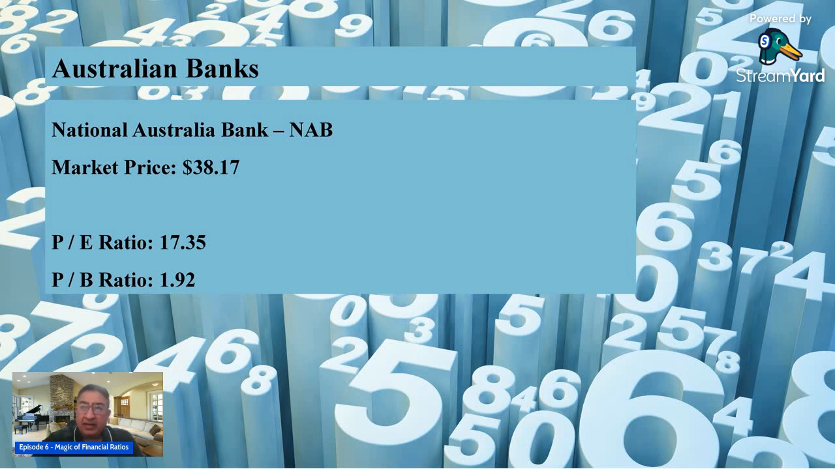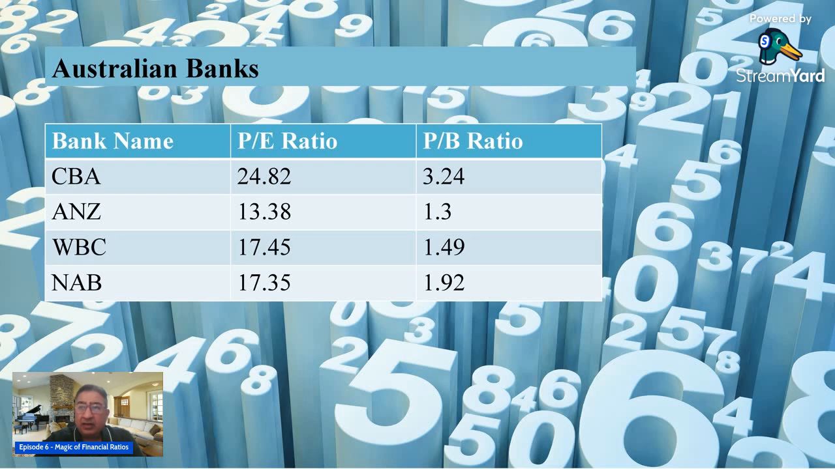Now let us put all this data together and see how they stack up. Clearly, if you are wanting to invest your hard-earned money, CBA seems to be significantly overpriced. ANZ, WBC, and NAB are similar. But if you, as an investor, are wanting to invest, do not look at this data alone.